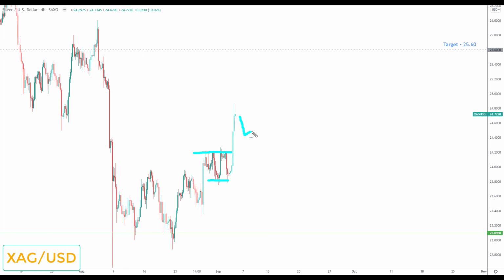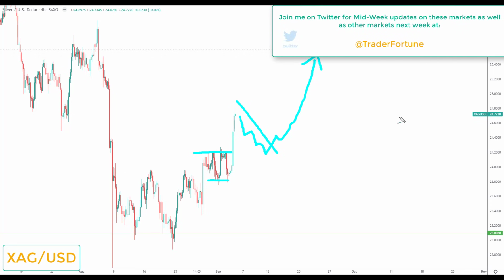Any pullback in this market is going to be viewed as an opportunity to look for bullish reversals up towards the next key resistance, the upside target set at the 25.60. Now, I will keep you updated on my Twitter of gold and silver. And if we start to look like we're going to get a bigger breakout and a bigger move to the upside in these markets, I will post that for you on Twitter during the week if that's when it transpires.